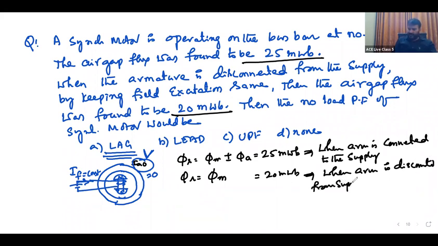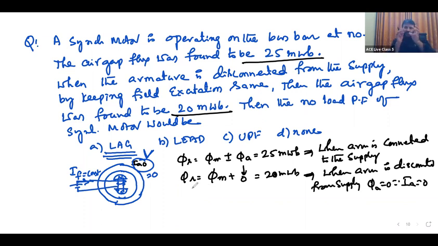When disconnected from supply, phi A is equal to 0. Why? Since IA is equal to 0, phi A is equal to 0. This part is going to be 0. No armature flux, only main field flux. Now tell me. Compare both equations. By comparing both relations, it is identified that phi M is 20 milliwebers.